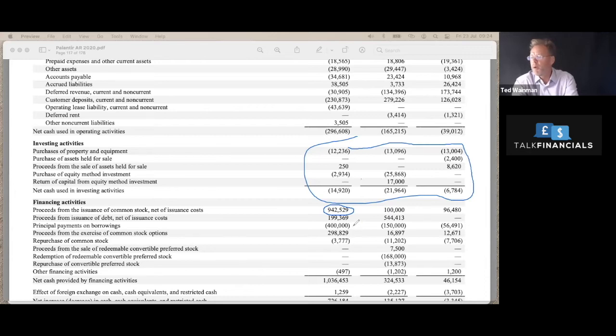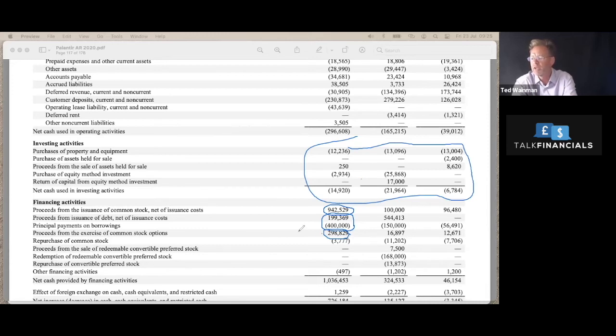They've got repayments of borrowings and issuing of debt. So they issued 200 and they repaid 400. So that's the debt coming down by 200 net. And proceeds from the exercise of stock options. So they've actually sold some more stock options. Staff have been exercising their stock options and putting money into the business through that. So those are their sources.